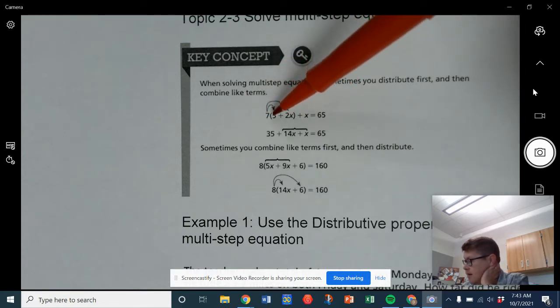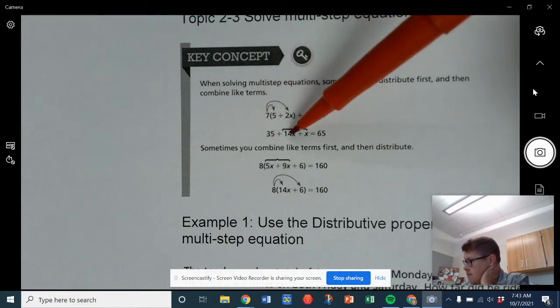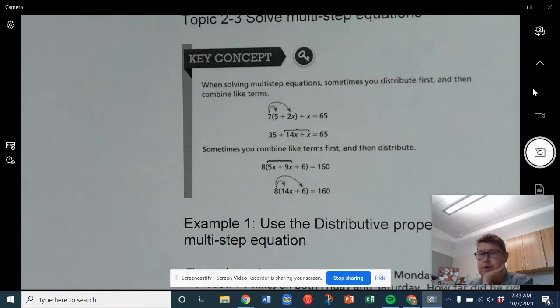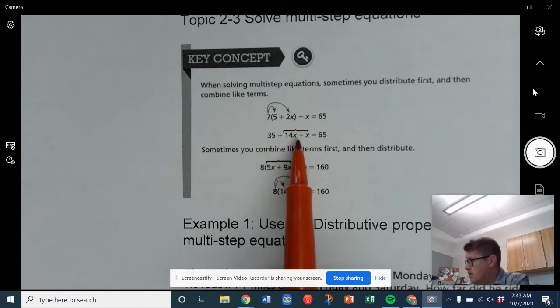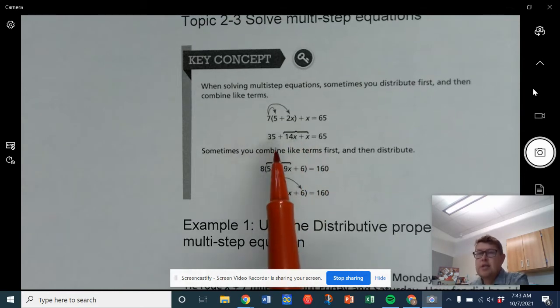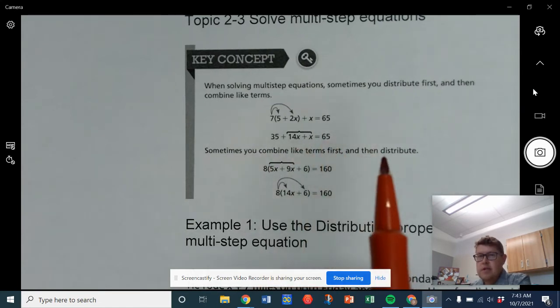Okay, so 7 times 5 is 35. 7 times 2x is 14x. And then at this point, now that you've gotten rid of the parentheses, you can combine like terms, right? You would take that 14x and that x, just add them together, you get 15x, and then you solve it just like normal, right?